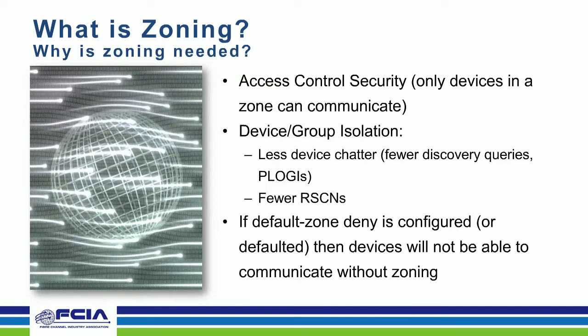Okay, so why is zoning needed? Well, we want to provide access control security. So when the administrator goes in and creates zones, he or she is saying that only devices in this zone are allowed to communicate with each other. And because of that, that provides security. And it also provides some isolation.